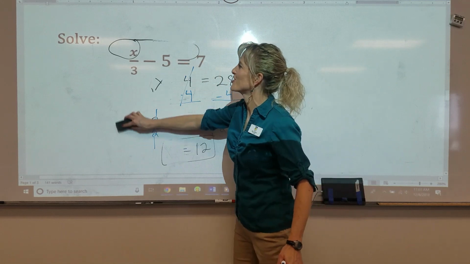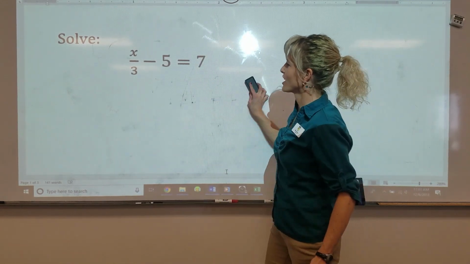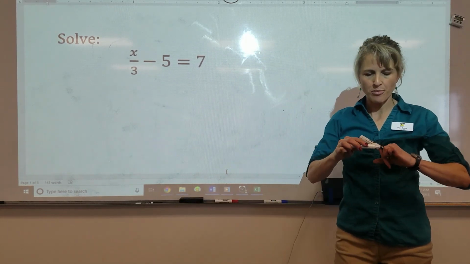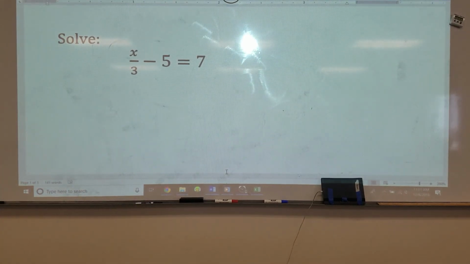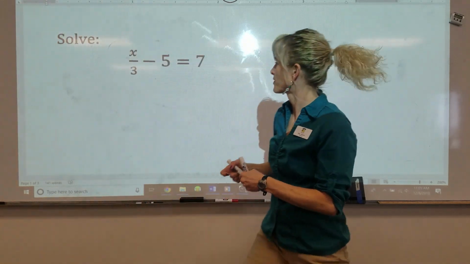All right, this one's for your turn on your paper. Write down x divided by 3 minus 5 equals 7. Inverse operations, think you've got to isolate x. Put your pencil up when you've got it. Okay, let me call on Maggie. What was your first step?